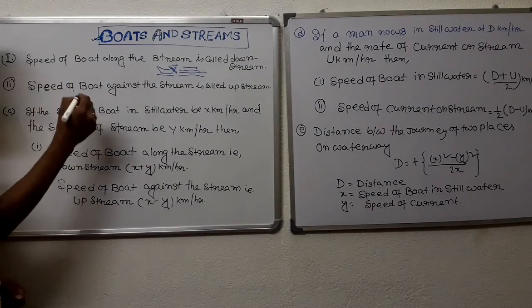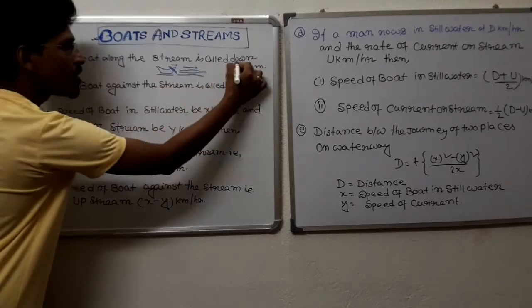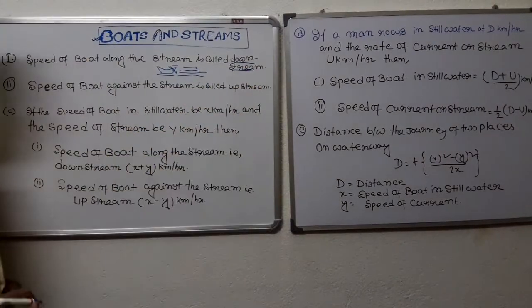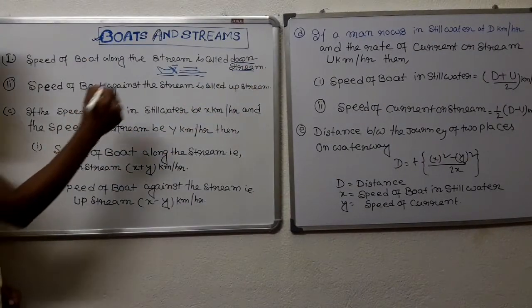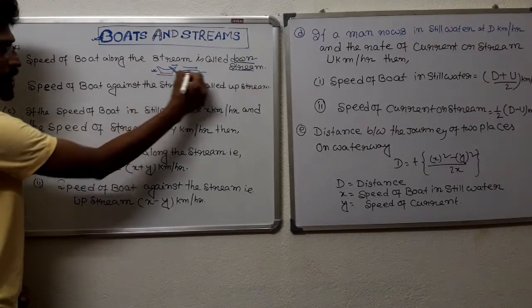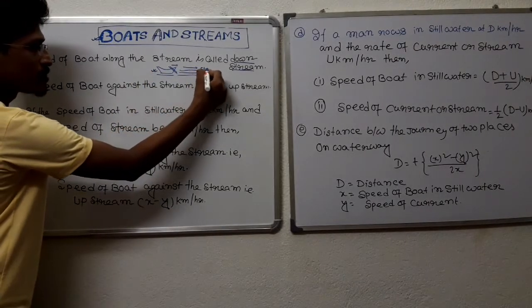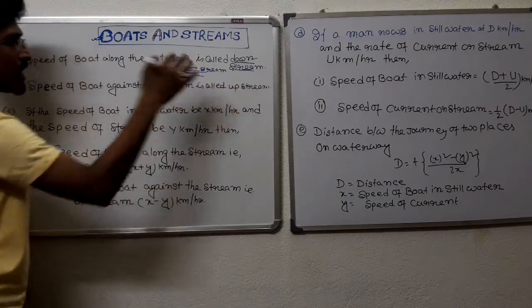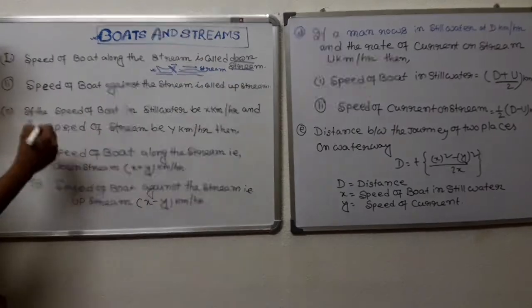Speed of the boat along the stream is called downstream. Suppose this is a boat and this is the stream. So, if the boat moves along the stream, then we call it downstream.